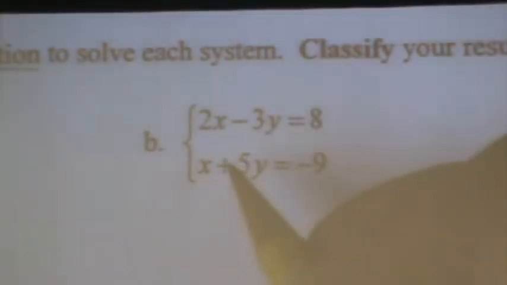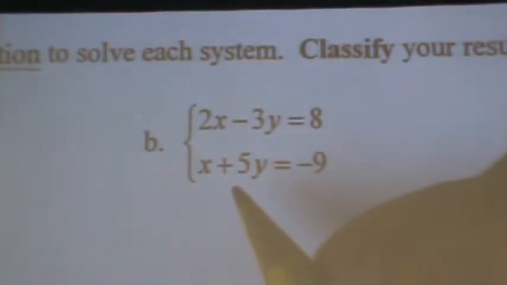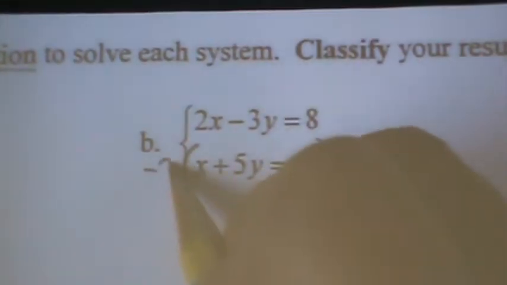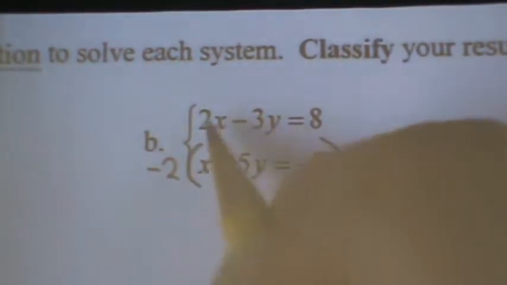No. So we've got to be smart and figure out what we could multiply one of these equations by so that we could add them and get rid of something. Go ahead. Multiply the bottom by 2? Yep, by negative 2. I like -2 because then we'll end up with a -2 here and then we can add them.